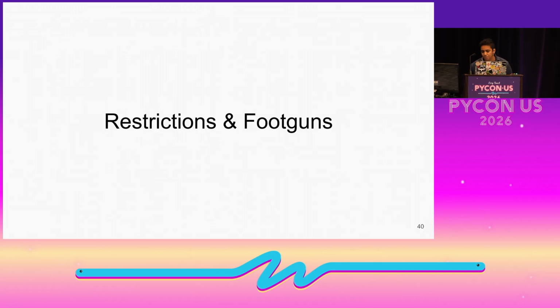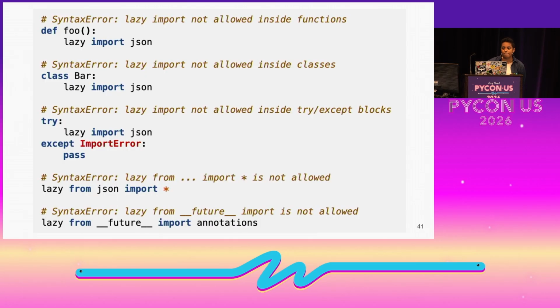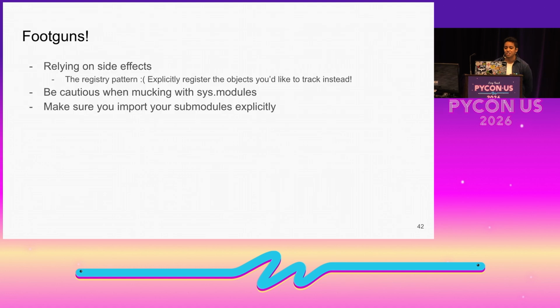But there are a few restrictions to this optimization that I also want to cover. You can't use it everywhere. It doesn't work in functions, in classes, or in try except blocks. It doesn't support import star, and it also doesn't support use on __future__. And there's a few footnotes.